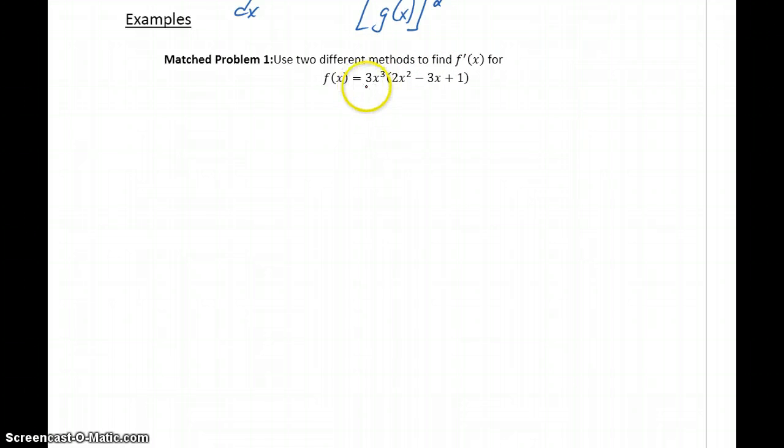So the way we would break this up would be to look at this as one function, 3x cubed, times a second function, 2x squared minus 3x plus 1. So we have the product of two functions. The first thing to assume would be that the product rule would be our best bet here. But we'll actually have two different methods for solving a problem like this. The first method that we'll look at is without using the product rule at all.